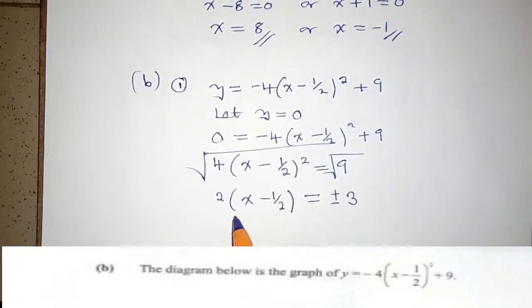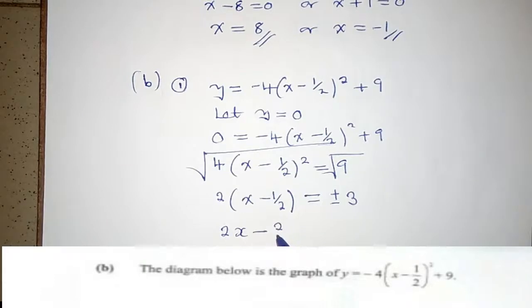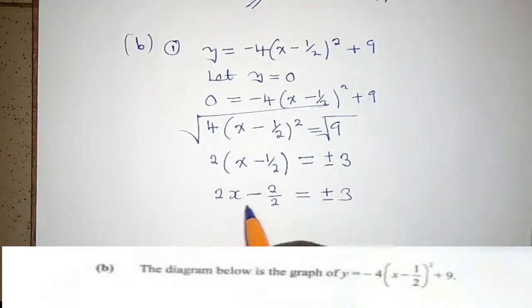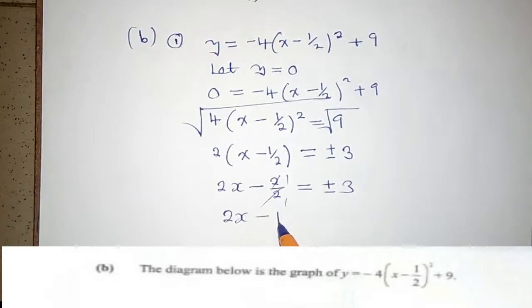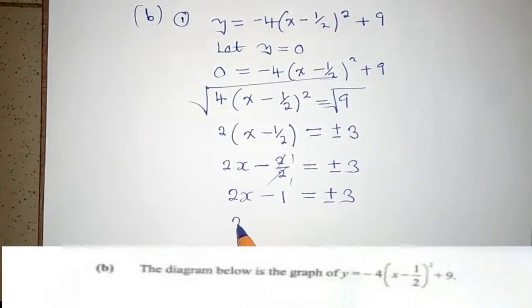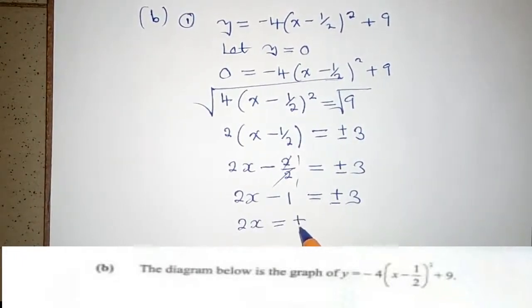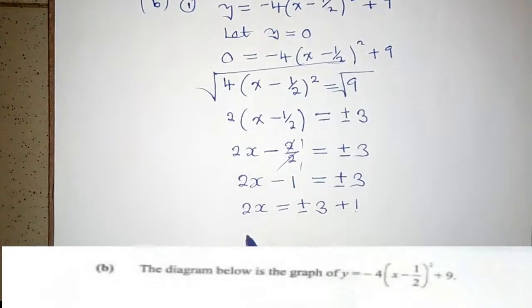And then the next thing will be to solve this side. So when we solve, we distribute this 2, so it will be 2 times x, which is 2x, minus 2 times 1 over 2, which is equal to positive or negative 3 here. And then this can go into this, which is equal to 1. So we have 2x minus 1, which is equal to plus or minus 3. Okay, and then we can now group the like terms, and this negative will be positive. It has come this side, it will be positive.